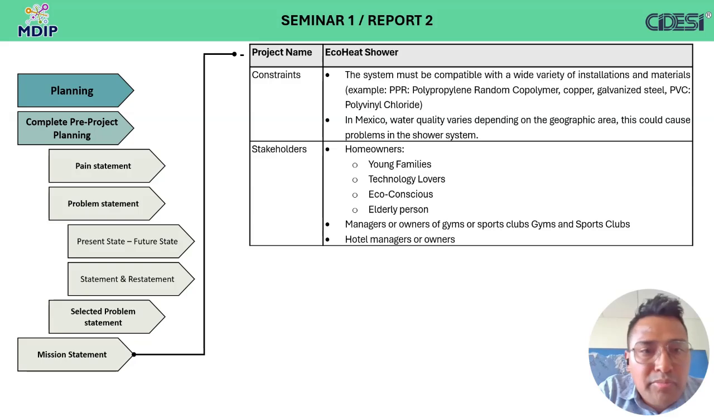We end this report with the definition of the main stakeholders. These are homeowners, who can be subcategorized as young families, technology lovers, eco-conscious people, and early adopters. The second stakeholder is managers or owners of gyms and sports clubs. Finally, the third stakeholder is hotel managers or owners.